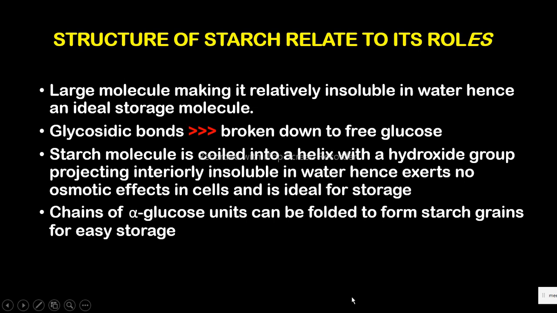So basically, those are the adaptations of starch. Now somebody was like, what is adaptation? Adaptation means how structure relates to function. It is even here: how structure relates to function. So that means you must know the function, you must know the structure, and then you try to relate structure to function.